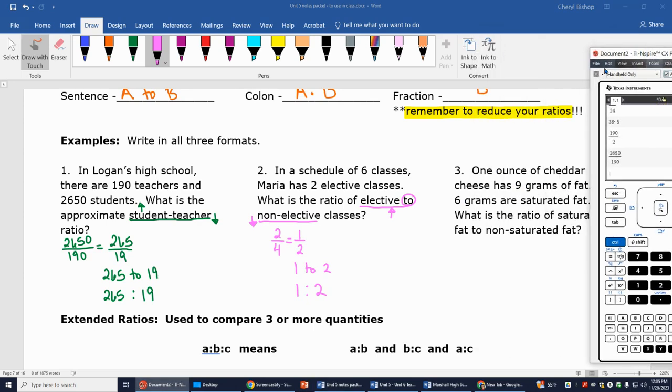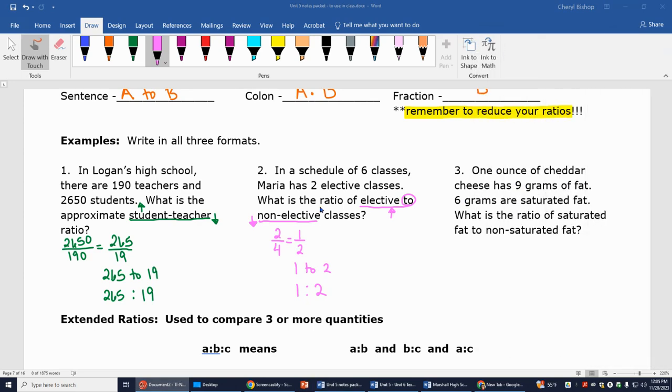Let's look at this last one over here, number 3. 1 ounce of cheddar cheese has 9 grams of fat. 6 grams are saturated fat. What is the ratio of saturated fat to non-saturated fat? So since saturated is listed first, that's going to go in my numerator. Non-saturated is going to go in my denominator. So I can see there are 6 grams of saturated, so that's going to go on top. Non-saturated, they didn't tell me, but I do know I have 9 total grams. 6 of them are saturated, that means 3 of them are non-saturated.